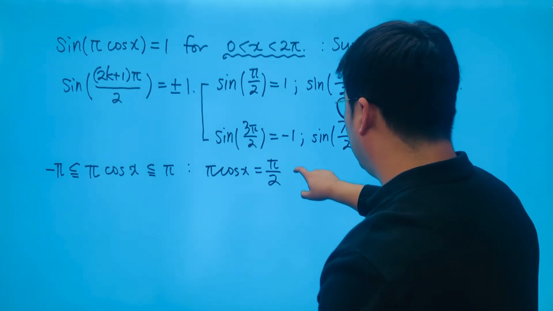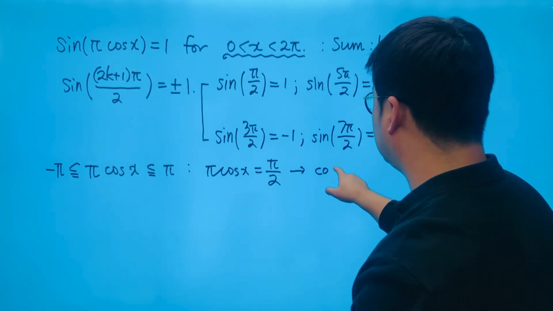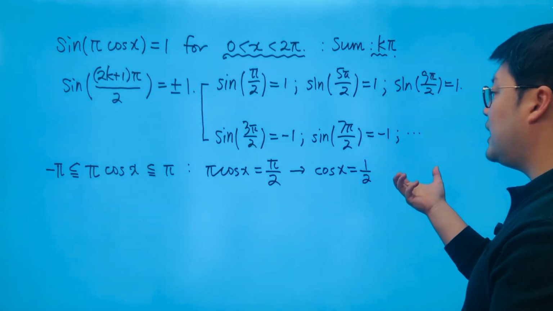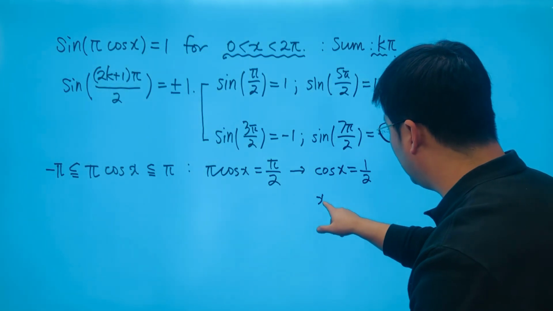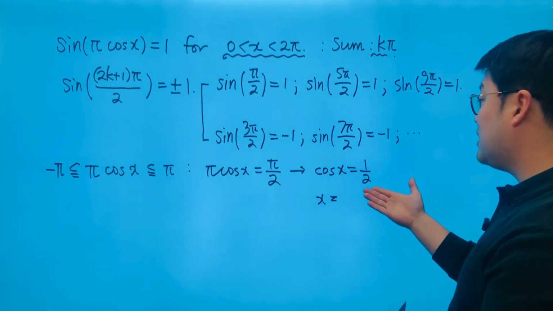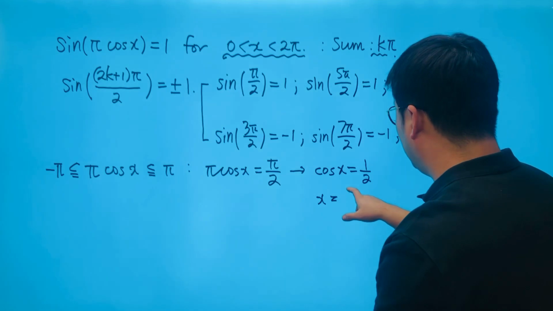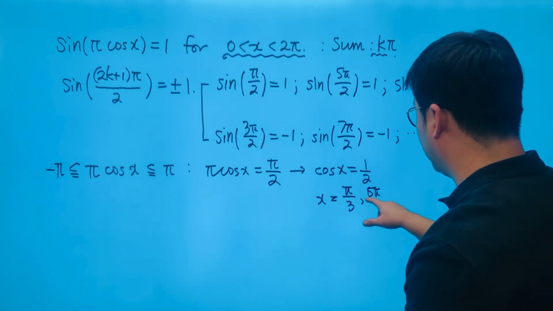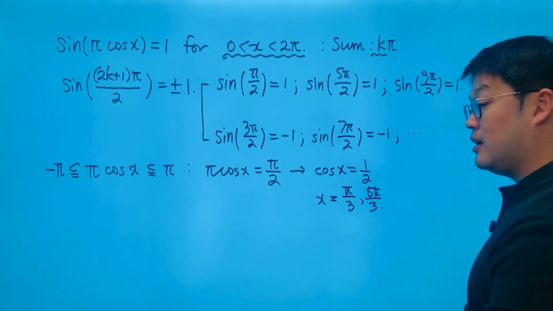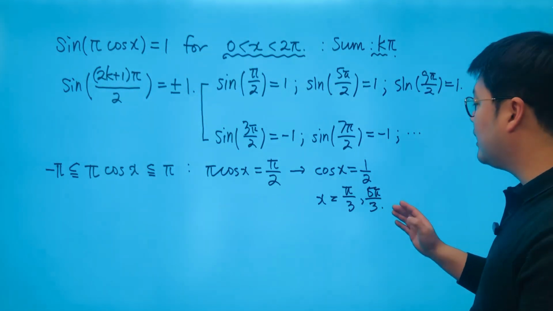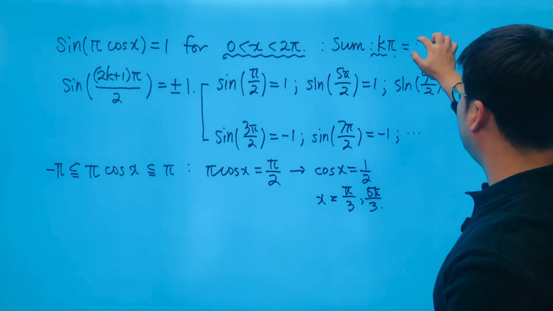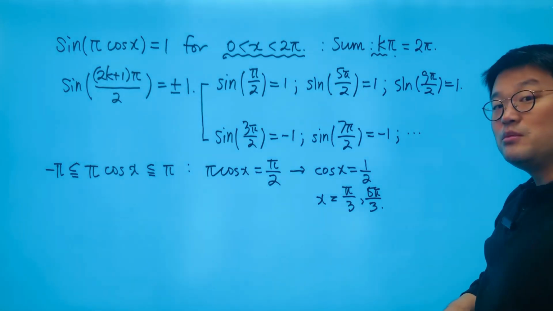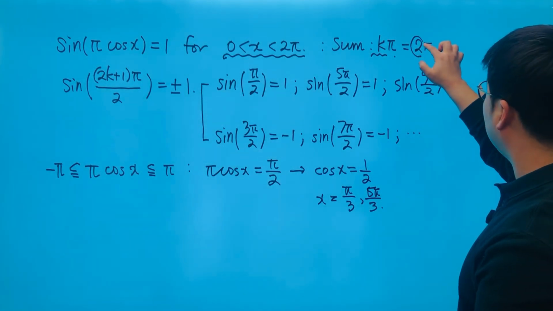So cos x turns out to be 1 over 2. Now, with cos x being 1 over 2, you can solve for x: that's going to be π over 3, or 5π over 3. Why 5π over 3? Because that's 60 degrees and 300 degrees. If you add up all these numbers, we end up getting 2π. So what's the value for k? The answer becomes 2. And that shall be it.